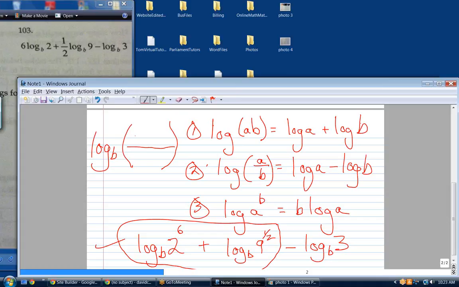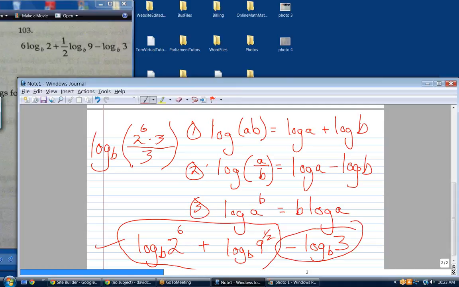Could be 2 to the power of 6. Times what? 9 to the power of 1/2, which is the square root of 9, so I'm going to write a 3 there. Divided by what? Divided by, and that's where the log base B of 3 comes in? Just 3. Yes. That's where we divide by that, because that's what's being subtracted.